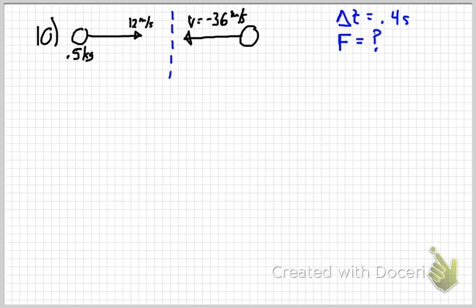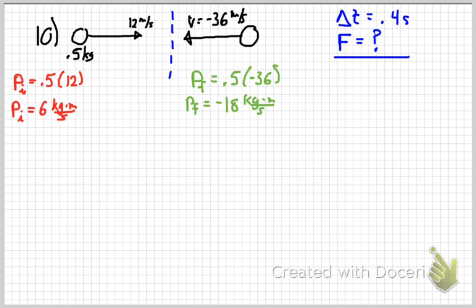Again, momentum's not being conserved, so there's some impulse being exerted on the ball. That's what we need to figure out first. In question number 6, we figured it out by using the F delta t equation. However, we don't know what the force is. That's missing, so we can't do that. We need to figure out what the momentum is by doing the final minus the initial.